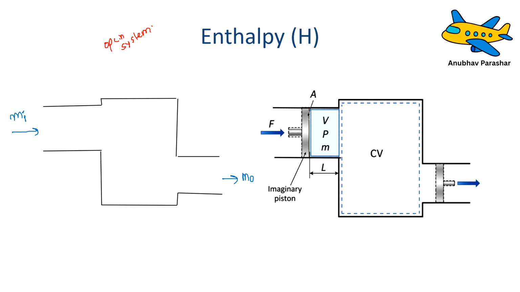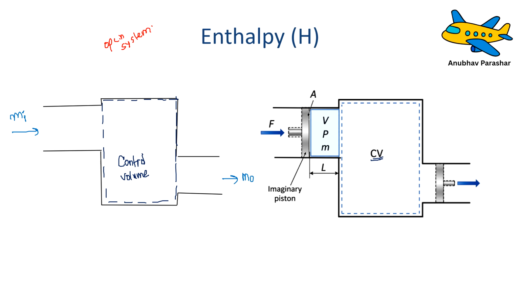Okay? Now let me define the boundary of the system. Let me say this is the boundary of the system. So this becomes my open system. Open systems are also known as control volume. So I can also say this is the control volume. Right? This is our control volume. In short, we can also represent it as CV.